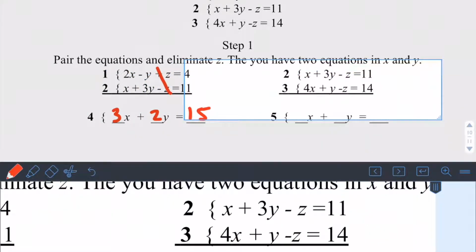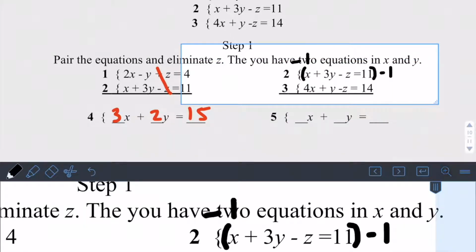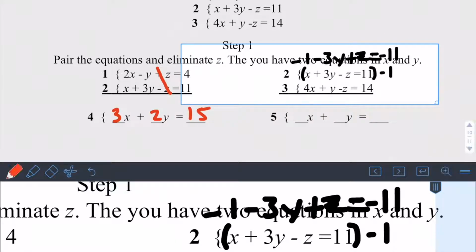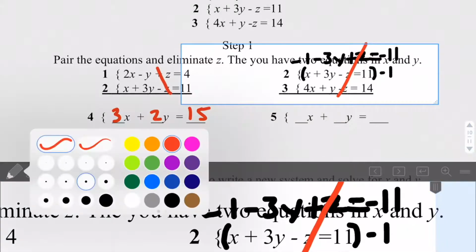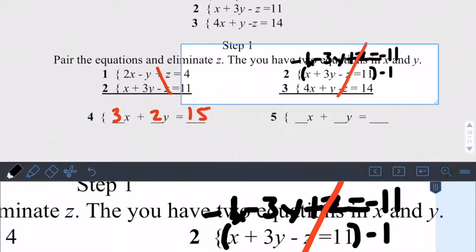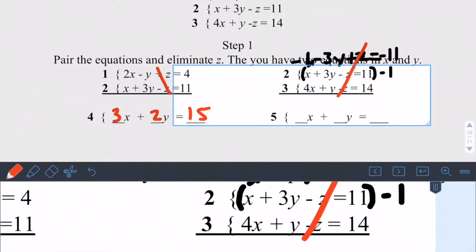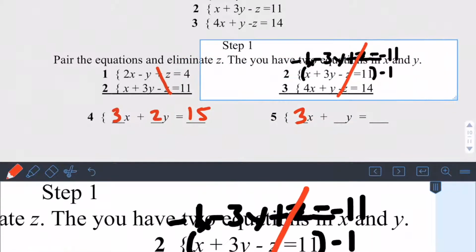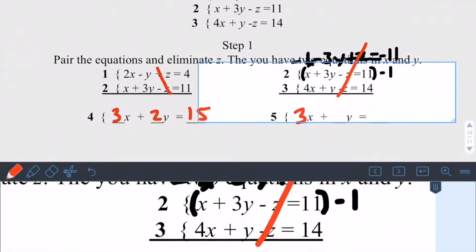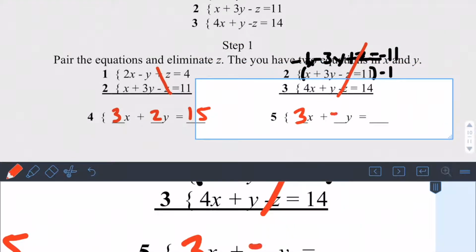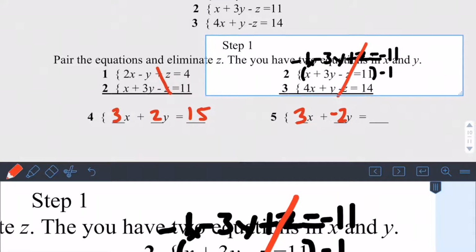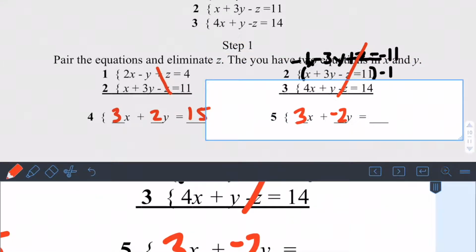Over here, since our z's have the same sign, we have to multiply one of the equations by negative 1. So let's just pick the top equation, and that's going to give us the equation negative x minus 3y plus z equals negative 11. We can eliminate our z's, and oops, I forgot to put my x in there. Our x goes right there. We now have negative 1x plus 4x, which is going to give us 3x, and then we have negative 3y plus y, which is going to give us negative 2y. Now we have negative 11 plus 14, which is going to give us positive 3.